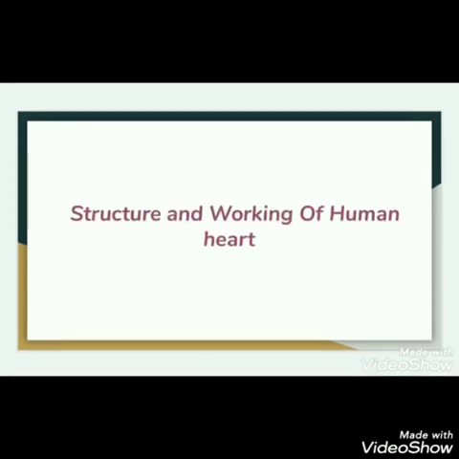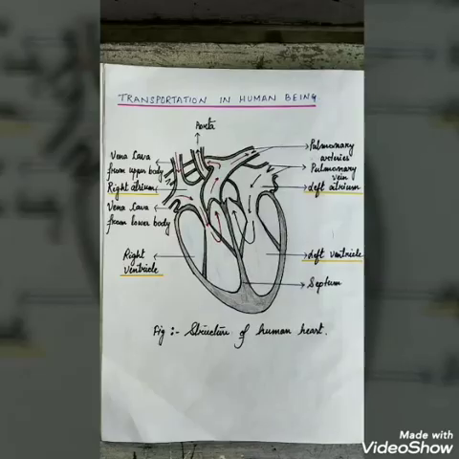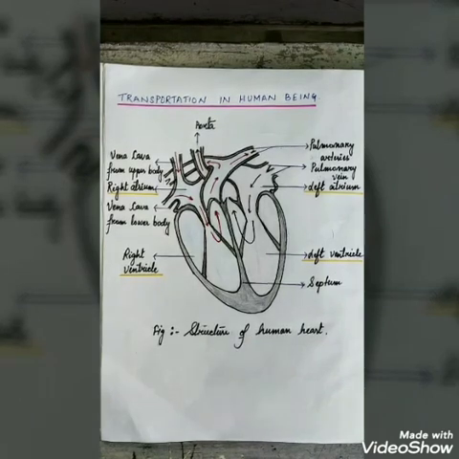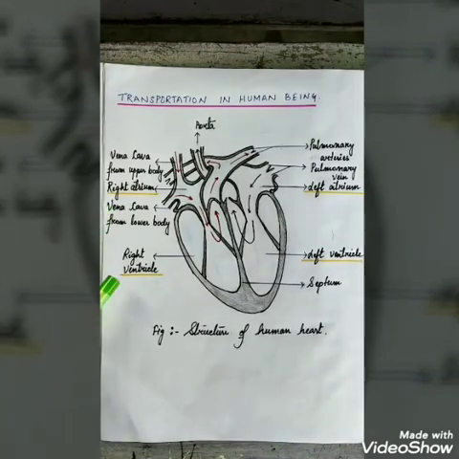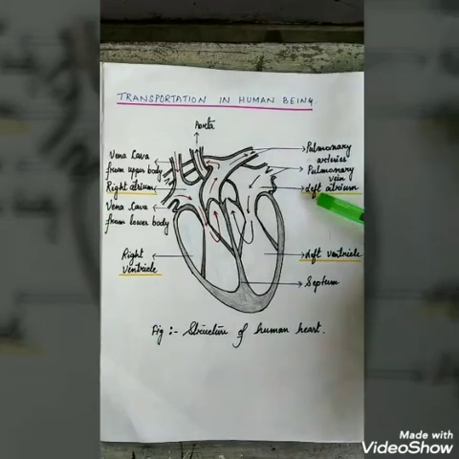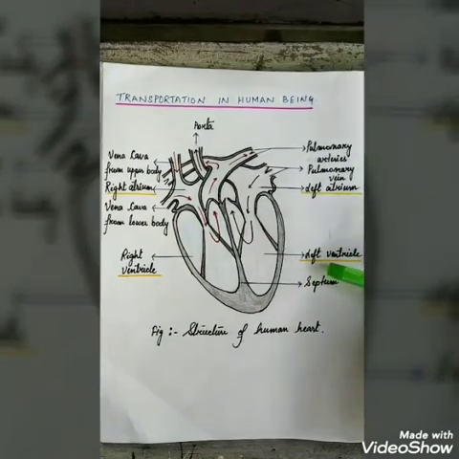Now, let's study the structure and working of the human heart. This is the structure of the human heart. There are 4 chambers in the human heart: right atrium, right ventricle, left atrium, left ventricle.